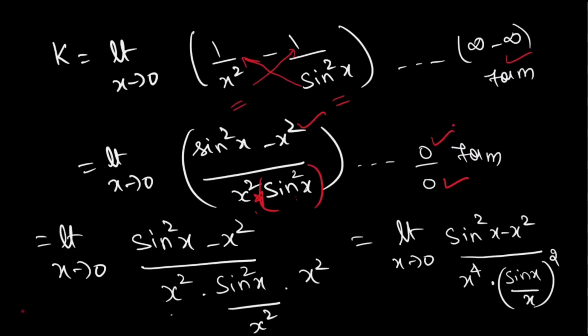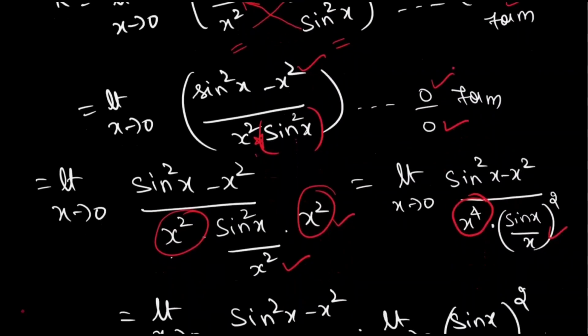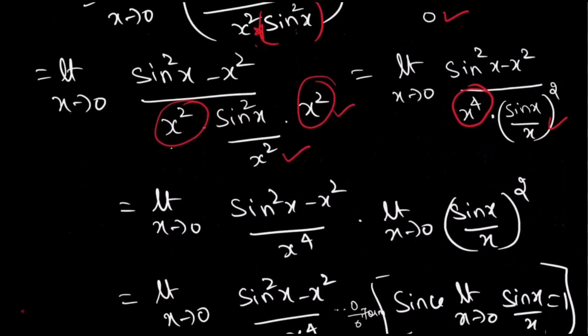So what we can do, the same way as in the previous problem, we'll multiply and divide by x square in the denominator. Let the numerator be as it is. So this x square and this x square will become x power 4. And the leftover sine square x by x, I can write it as sine x by x the whole square. Now if I apply the limit to the second term in the denominator, what will happen? This sin x by x the whole square, if it comes to the numerator, it is x by sin x. I have written wrong. x by sin x the whole square.